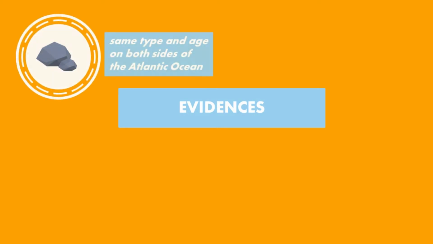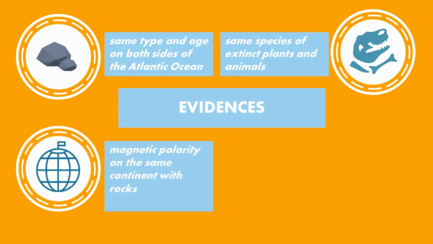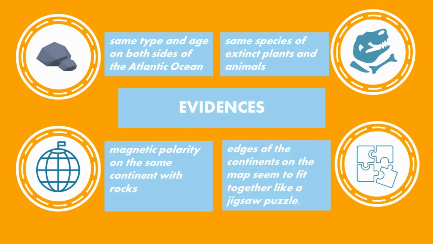First is the discovery of identical rocks of the same type and age on both sides of the Atlantic Ocean. Next, ancient fossils of the same species of extinct plants and animals are found in rocks of the same age but are on continents that are now widely separated. Another evidence was the magnetic polarity on the same continent with rocks of different ages. Also, the edges of the continents on the map seem to fit together like a jigsaw puzzle.